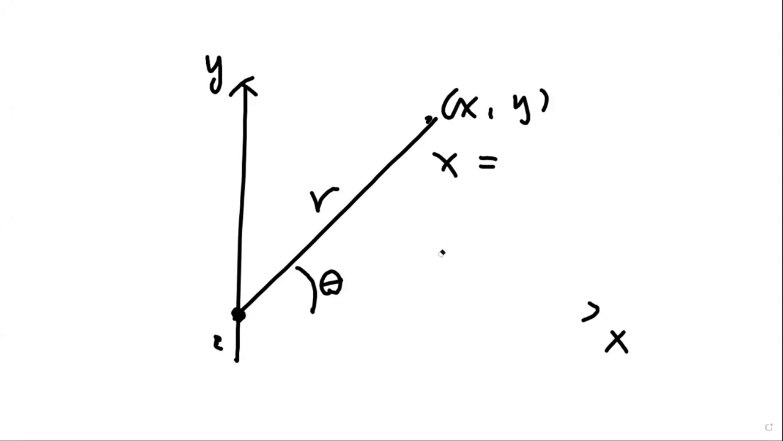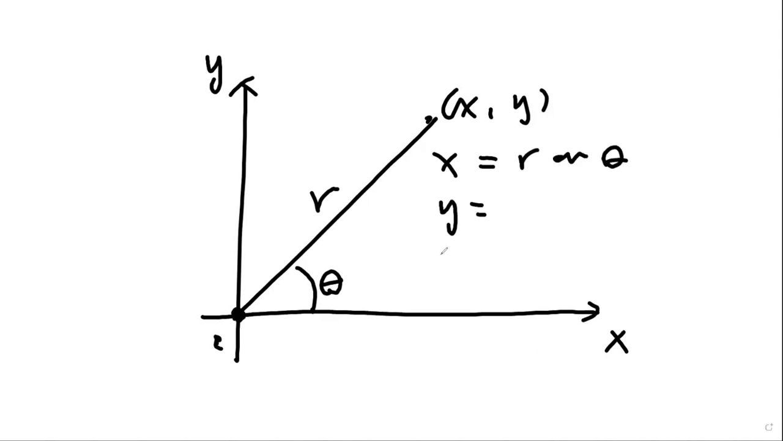x equals r cosine theta, and y equals r sine theta. This is y, this is x. Any questions about it?